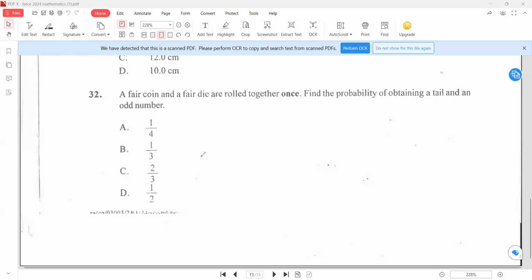The coin and the die are thrown together once. Find the probability of obtaining a tail and an odd number. So we are looking at 'and'. 'And' in probability signifies that you are going to multiply. So for you to get a tail, it's going to be 1 out of the total, which is head and tail, 2. And for you to get an odd number, 1, 3, 5, they are 3 out of 6. So if you reduce this, the result is 1 out of 4.